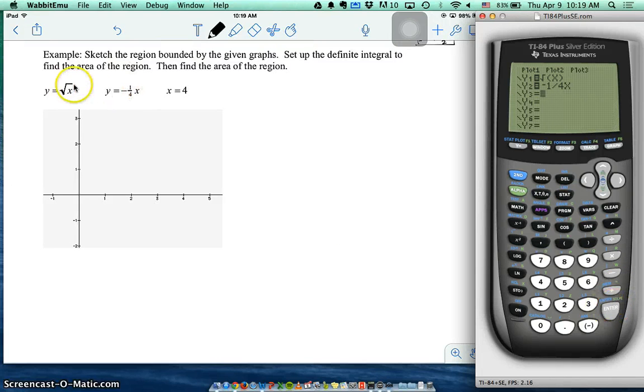So that's only two things. Well, for this one, we're not going to go through graphing x equals 4 on the calculator, because x equals 4, as you guys know, is a vertical line. So later on, I will just draw the vertical line right here.